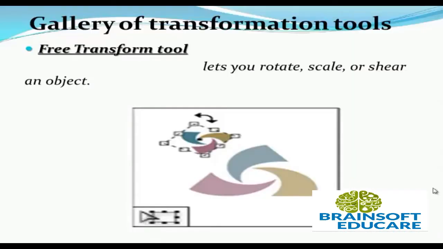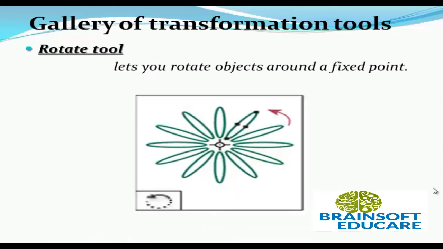Free transform tool. It is used to rotate, scale or shear an object. This is the example of the free transform tool where we can rotate, scale or shear an object. Rotate tool. It is used to rotate objects around a fixed point. This is the example of the rotate tool where we can rotate an object around a fixed point.